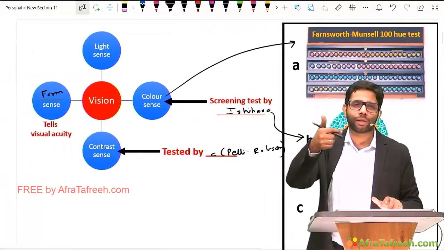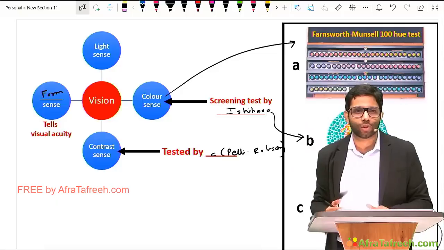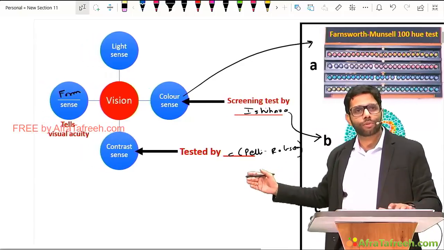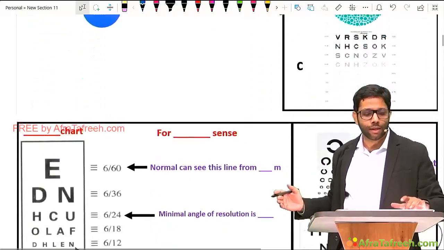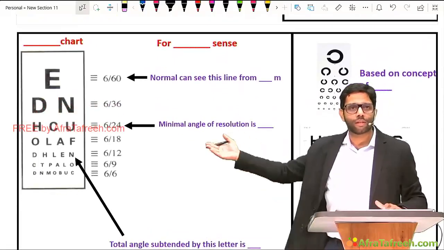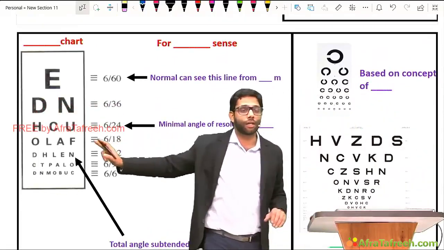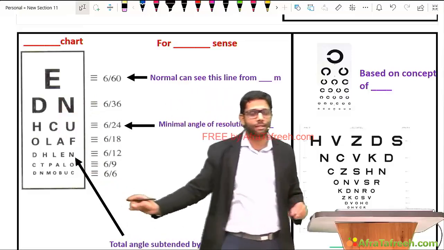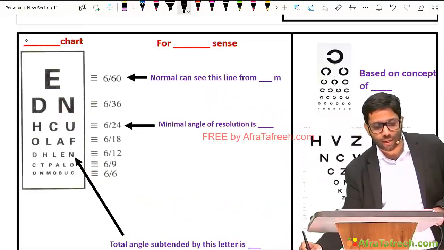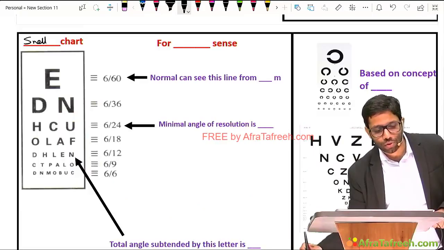Light sense is tested just by throwing a torchlight. If you can see the torchlight, that's a light sense. And form sense, that is visual acuity. And the most common chart for the form sense is this chart. This cannot be for color because the color is the same. The size is decreasing. The shape is changing of the letters. This is the most common chart. Everyone should know Snellen's chart.